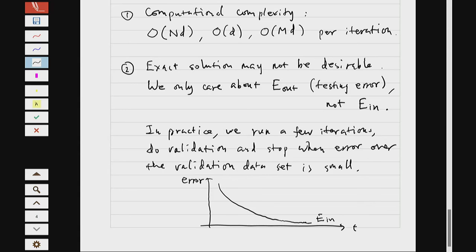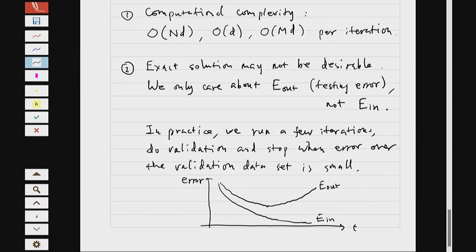But E out, because of overfitting, never keeps going down together with E in. At some point in time, it will start to pick up. That's the time that you are training too much. You are fitting to the noise. And how do you know that E out is picking up? Well, you do validation. There is some mathematical analysis you can do to say that the validation error is similar to the testing error, and therefore it makes sense that you have a good estimation of the E out.